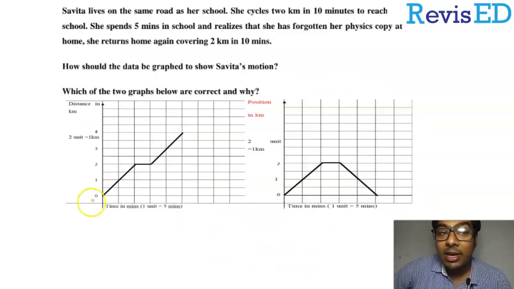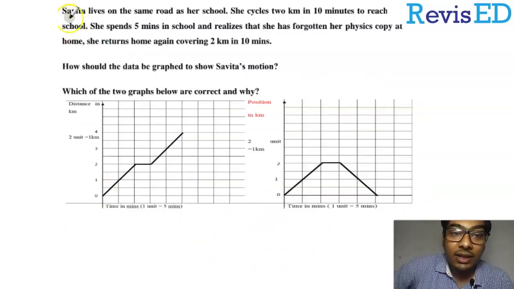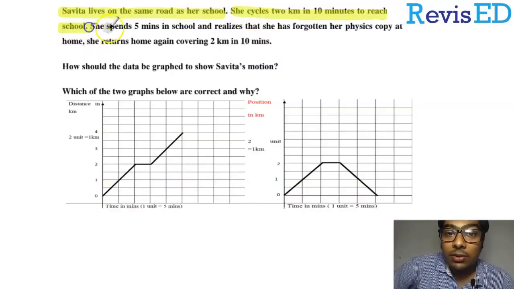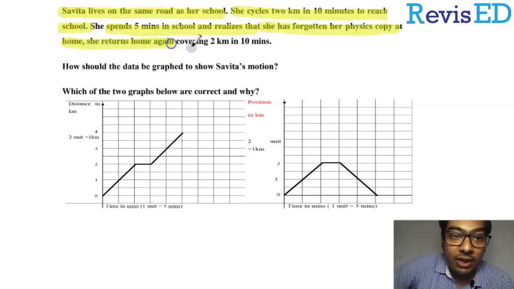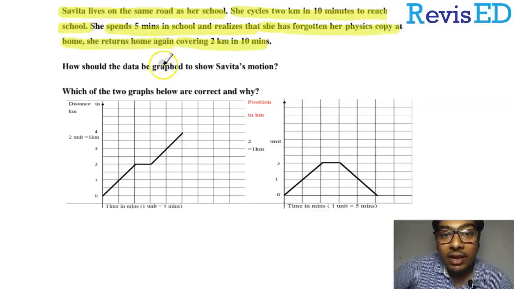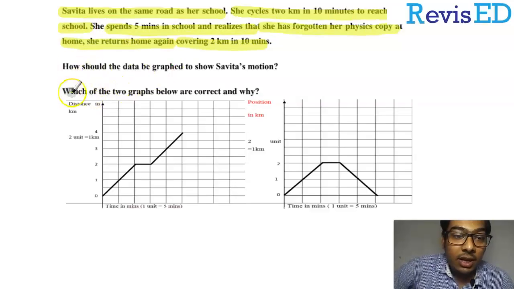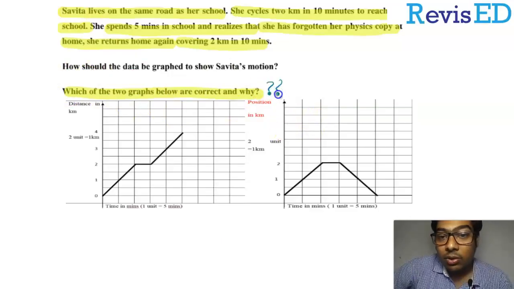Distance and displacement can be equal for some special cases. So let us read a very important example. Suppose Savita lives away from her school. She cycles 2 km in 10 minutes to reach her school. She spends 5 minutes taking a rest, and realizes that she has forgotten something. Then she returns home and again covers 2 kilometers in 10 minutes. Let us understand which of the two graphs are correct, whether both are correct, one of them is correct, or both are wrong.